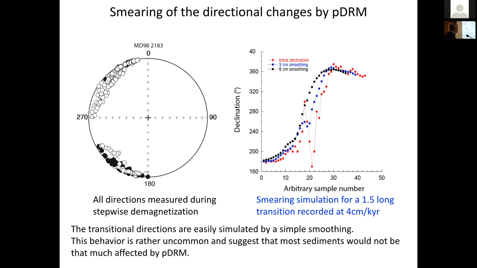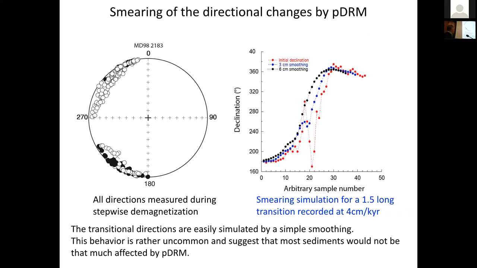It's not the field that does that, because we know that the dipole field has disappeared, or is so weak that we cannot have a transition like that. There is something different behind. And what is behind, of course, is a PDRM process, isn't it? It's a simple smearing of the signal, which we can easily simulate by a simple calculation. If we assume a transition with a declination changing like this one here, a simple 3 or 5 centimeter smearing window is enough to produce a path that goes this way.